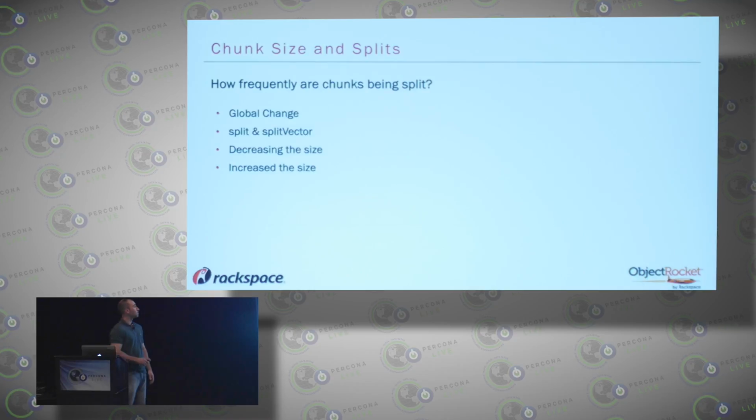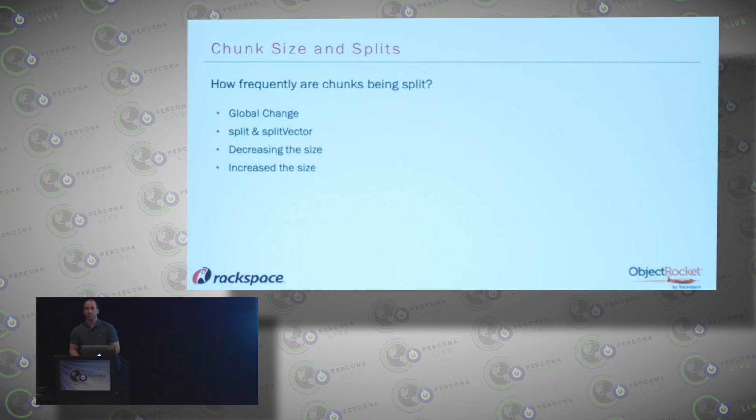Chunk size and split. So chunk size is a global change. There's no way to specify it based on a namespace. And I'll discuss shortly how you could possibly get around that. Split and split vector are going to be logged. So this will tell you how often you're running splits or how often MongoDB is evaluating a chunk to be split. I don't have a use case for decreasing the size of a chunk.